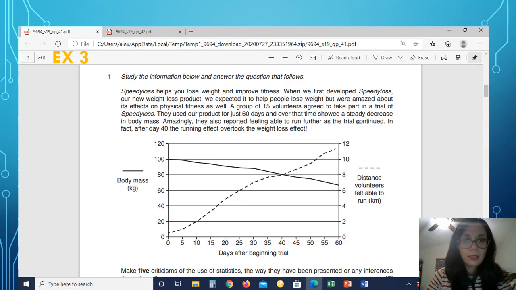Look at this third example. They're saying that this speedy loss system will help you lose weight and improve your fitness. Your body mass index will decrease, that's the solid line, and your distance that you're able to run will increase. That's the dotted line. But when I look at the details of the study, they only studied 15 volunteers. And I don't know anything about the demographics. I don't know if all these people were young, so then this really impacted them.